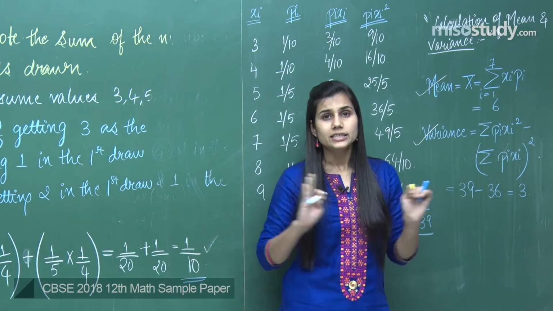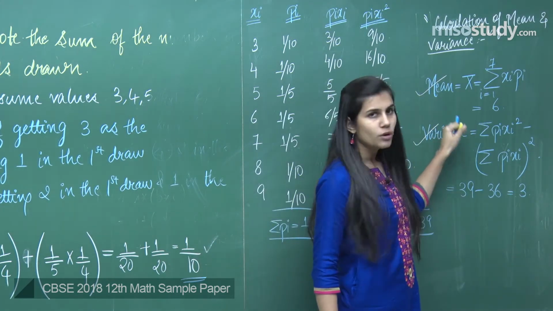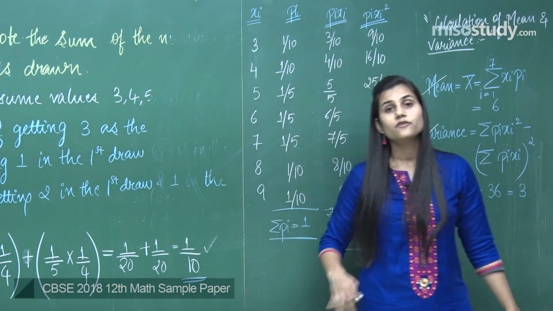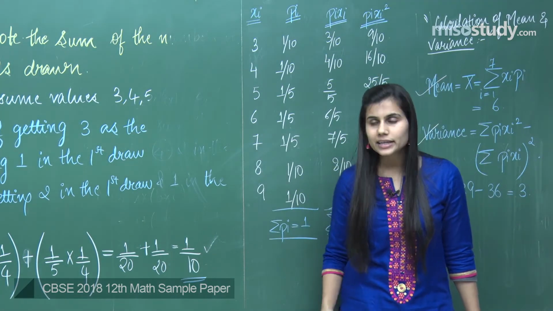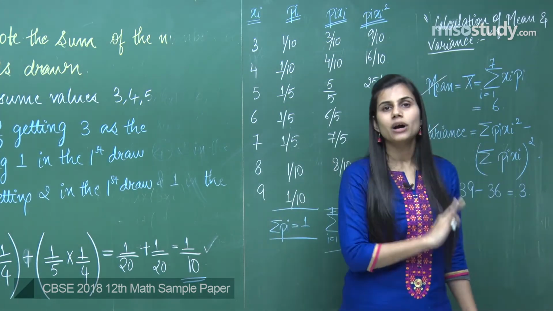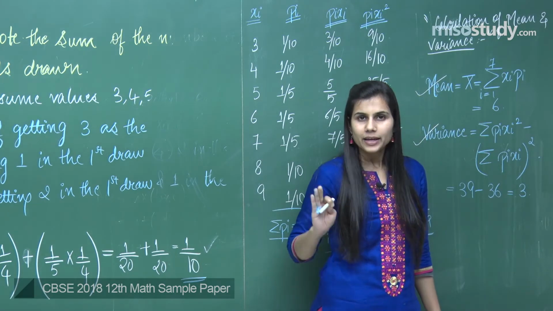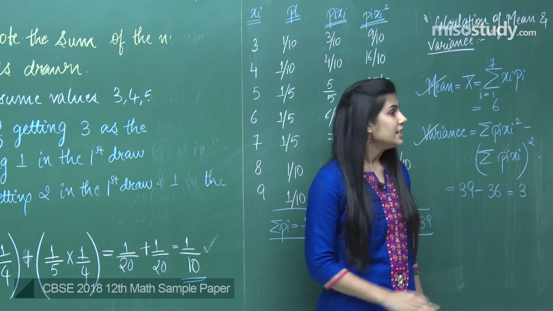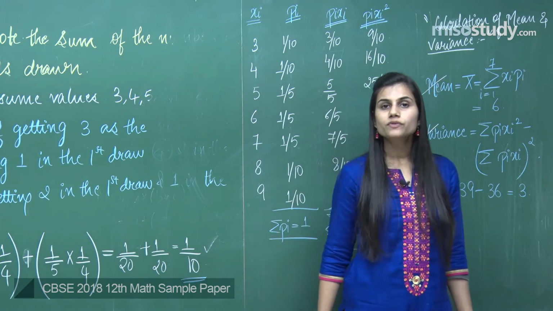Very easy, very direct question. Just apply the formula of mean and variance, and whatever the formula requires, just find all that out and you have your answer with you. That is how you need to deal with this question. Spend some time with it and then we are going to move to the next question.